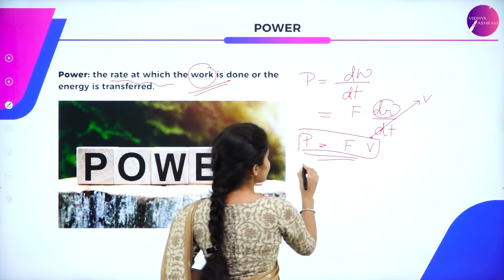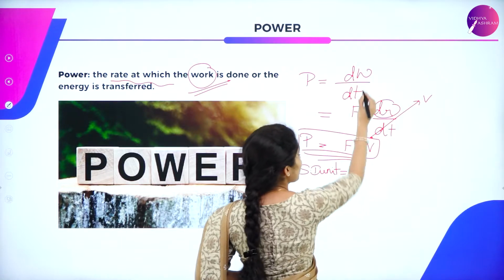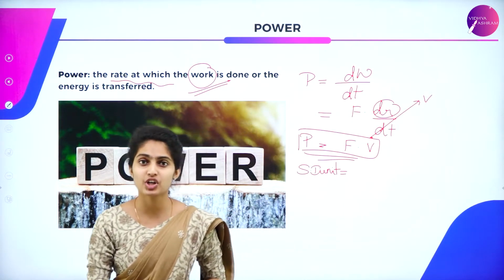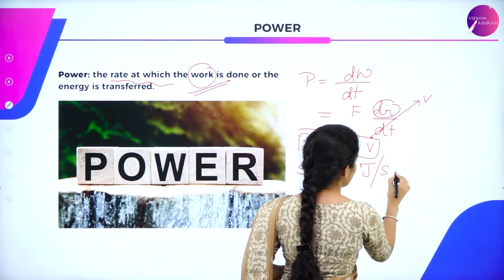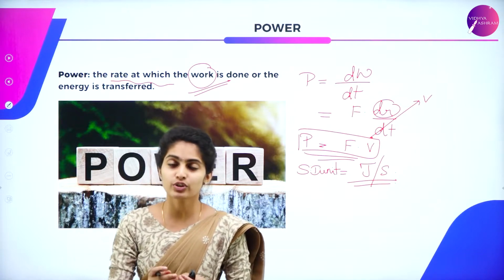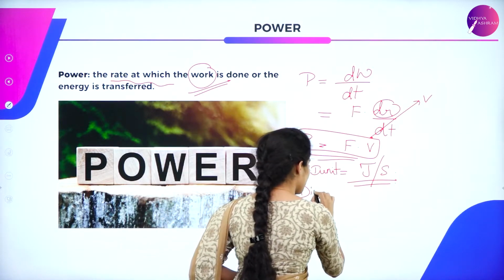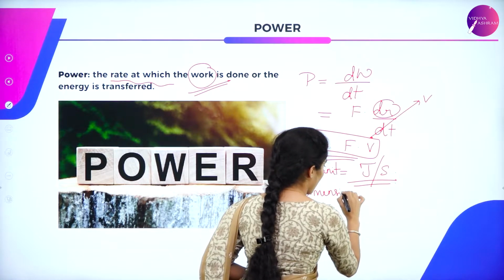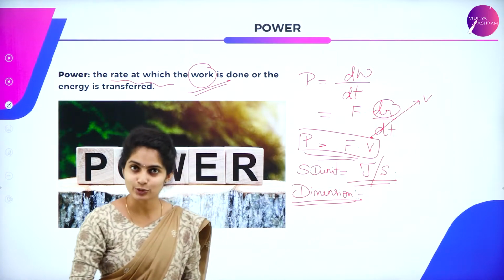So what is the SI unit? SI unit of power is given by work, which is given in joules, joules per second. So it is joules per second, that is the SI unit of power. So now we will have to check the dimensions, and dimension of power is given as F into V, right?